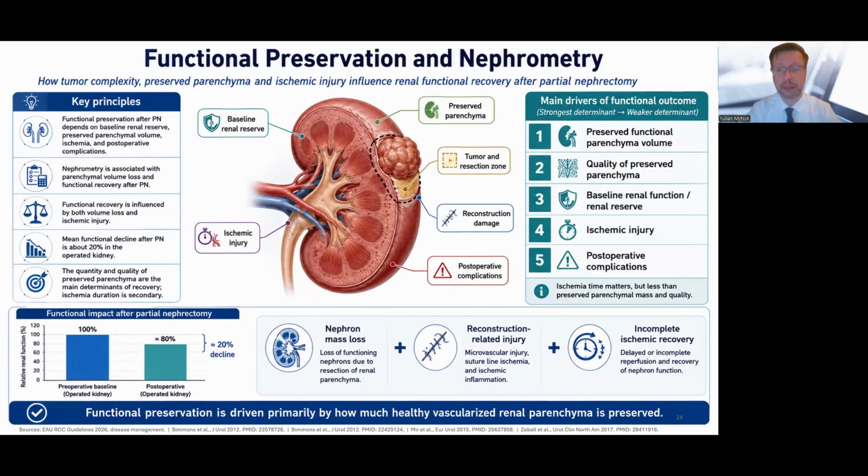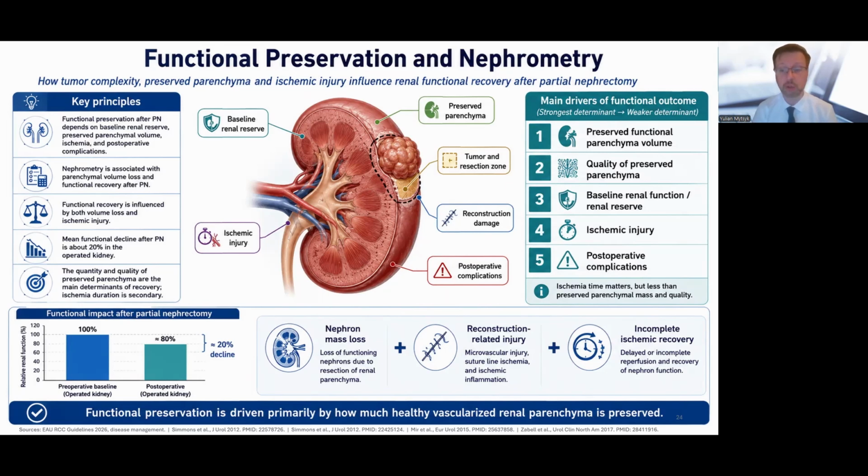Nephrometry is relevant to functional preservation because higher complexity tumors are usually more central, more endophytic, and closer to the sinus or collecting system, which may increase resection difficulty, ischemia time, reconstruction demands, and parenchymal loss. However, the score itself does not determine the renal function. The nephrometric score helps estimate the key functional driver: how much healthy vascularized renal parenchyma can realistically be preserved.